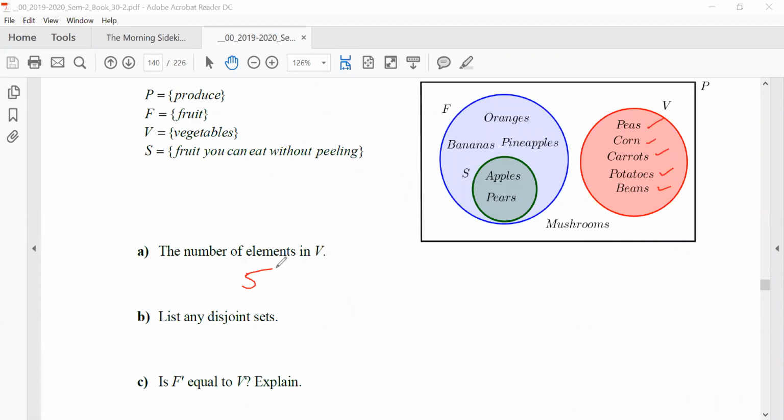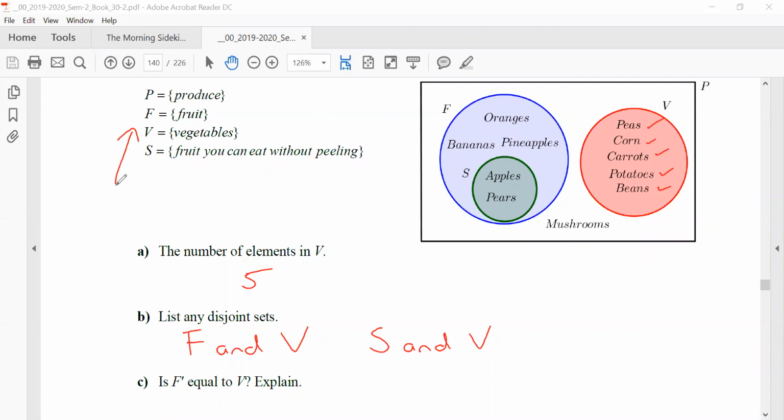List any disjoint sets. So that means they have nothing to do with each other. Well, F and V, fruits and vegetables, have nothing to do with each other. Don't forget about S and V. Okay. Just because S is inside of V, it is its own set. Now, if I really wanted to, mushrooms are flying around there as their own, but it's not listed up in here in a set. So I'm just going to leave mushrooms by itself.